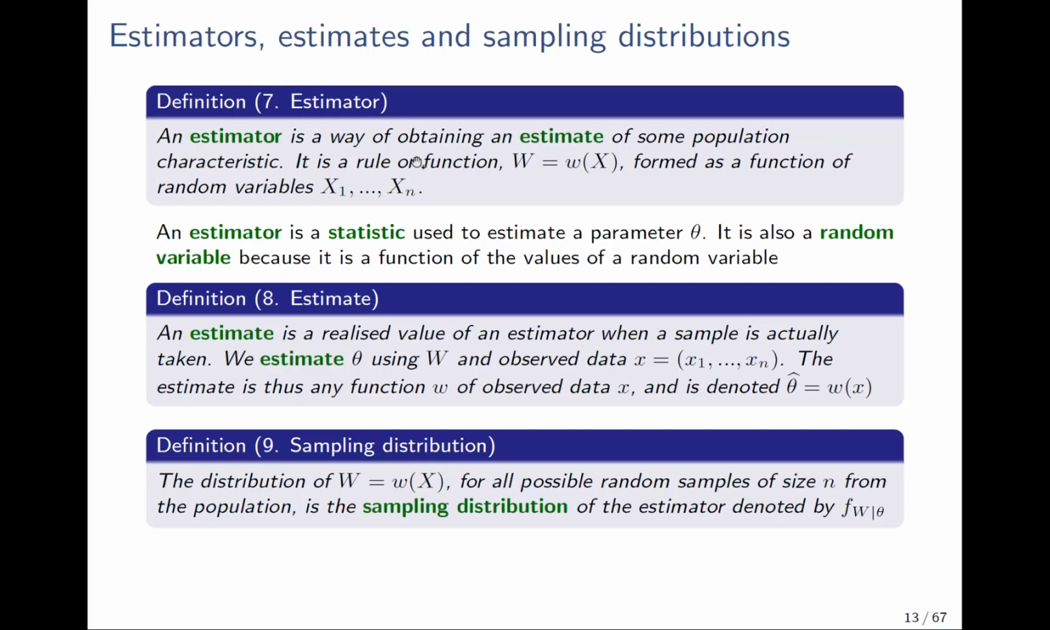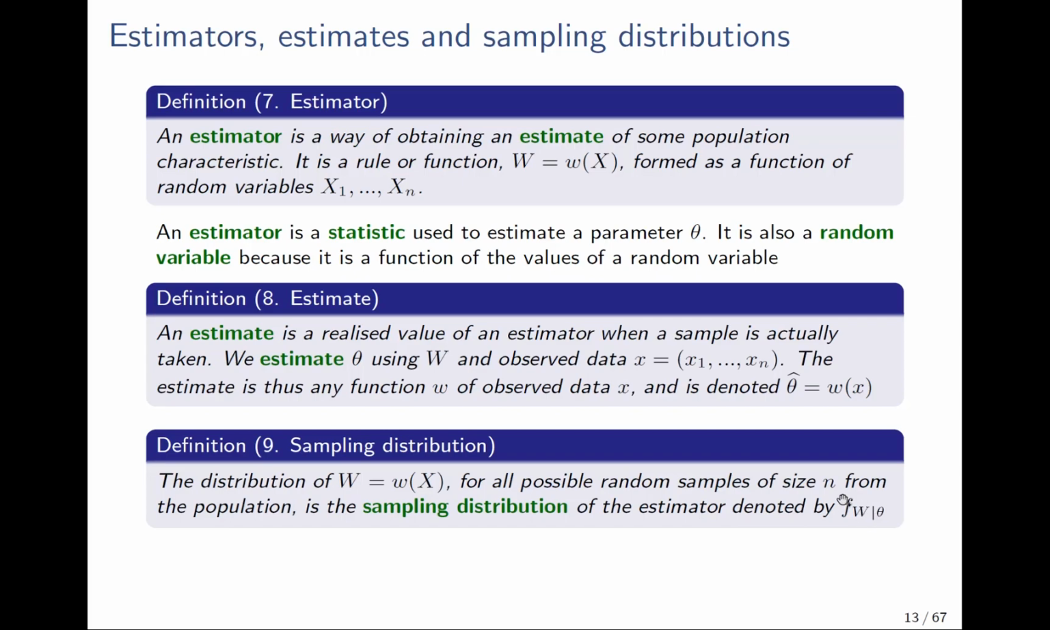Now, because an estimator is a random variable, it has a sampling distribution. The distribution of the estimator we refer to as the sampling distribution. It's the distribution of the estimator over all possible random samples of size n that we could take from the population. And we're going to denote that distribution by F_W for estimator W given parameter theta.